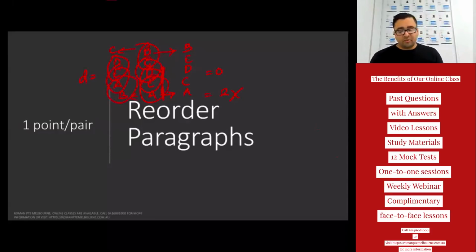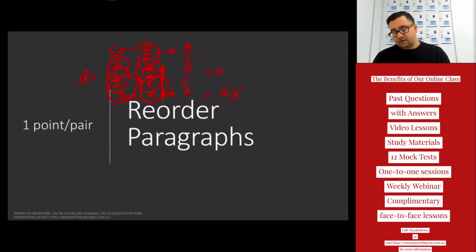Which means in reorder paragraphs, if you want to get the maximum score, you have to think about how to form pairs, what could be the trick for forming the pairs, rather than putting the sentences in the right position. So you basically need to think about the relationship between sentences. How can I know one sentence is related to the other sentence? And how can I determine in what order to put them? Okay, this is what you need to think of.